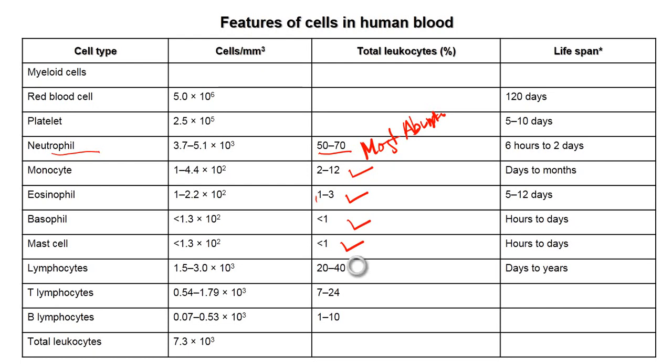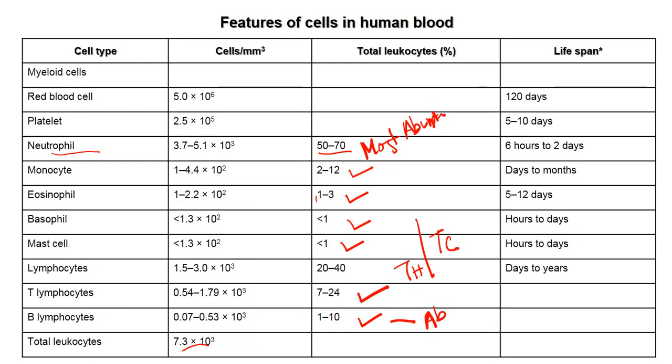Lymphocytes, the total adaptive cells of the immune system, total you have 20 to 40%, out of which the T lymphocyte is 7 to 24% and the B lymphocytes are 1 to 10%. Mind you, students, it is the B lymphocyte which is the humoral arm of the immune system, produces antibodies. T lymphocytes, you have two subtypes, T helper and T cytotoxic, the two broad half type. So in other words, the total leukocyte that is present is always 7.3 into 10 raised to 3.